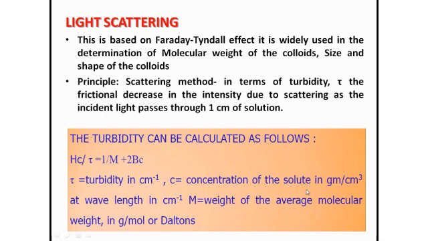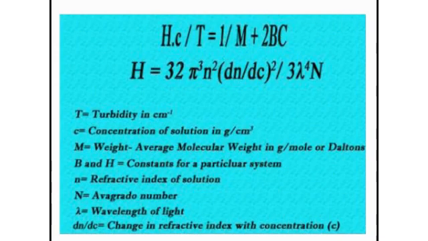C is the concentration of the solute. Wavelength is given on the per centimeter scale. M is the weight average molecular weight of the colloid, which is expressed in gram per mole or Dalton. So now this equation can be rewritten here again. Instead of the tau, I am keeping it as a capital T. So Hc by T is equal to 1 by M plus 2Bc.